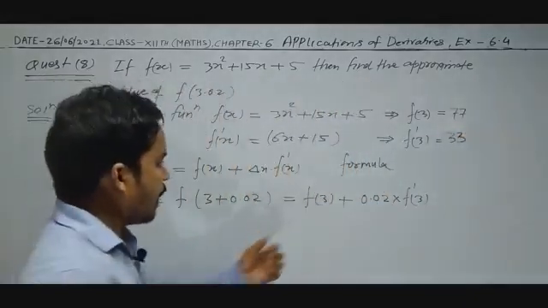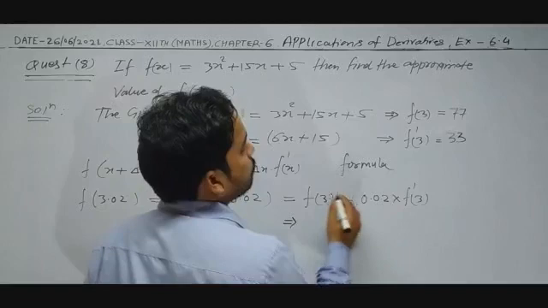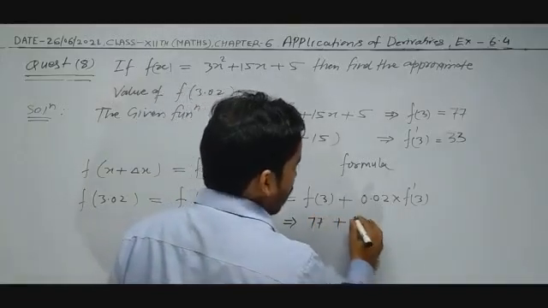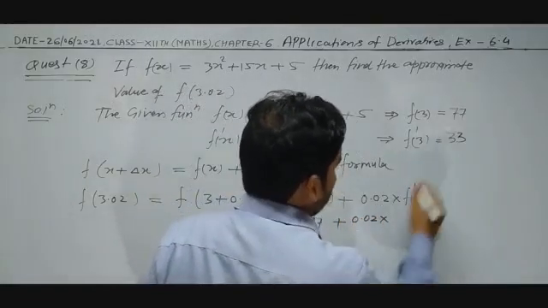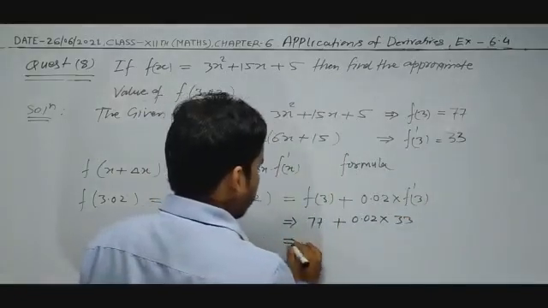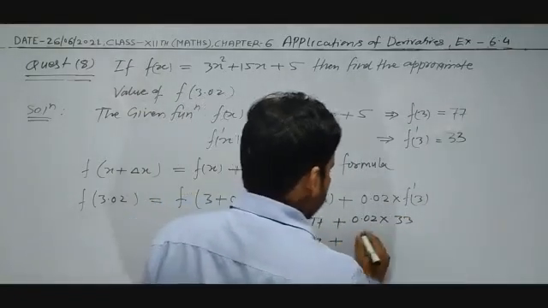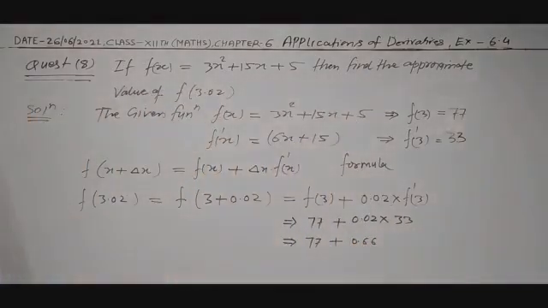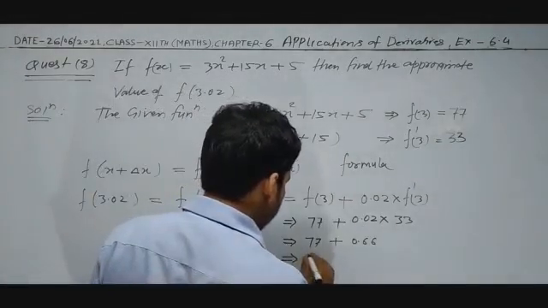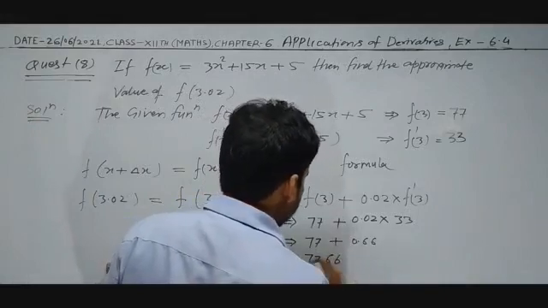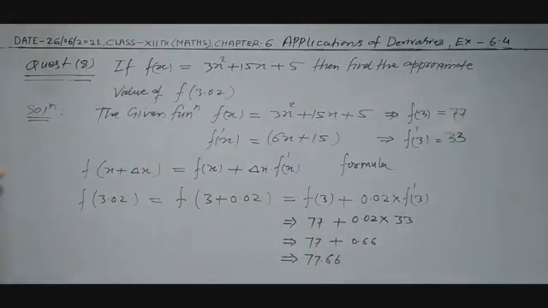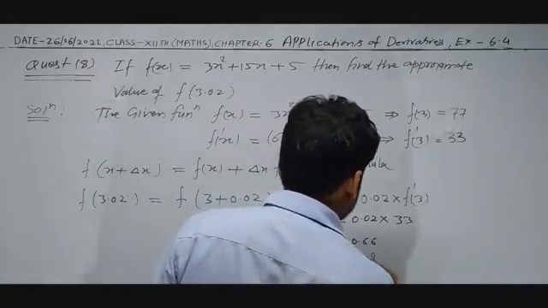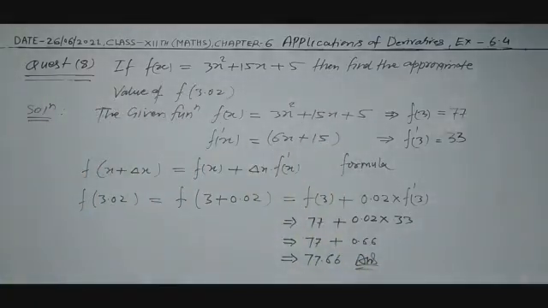So you have to put this value. So f3 result is 77 plus 0.02 multiplied by 33, and the result is 77 plus 0.66, and this result goes to 76.66. 76.66 is the value. So this will be the answer, and this is an optional question. So 76.66, option D is correct.